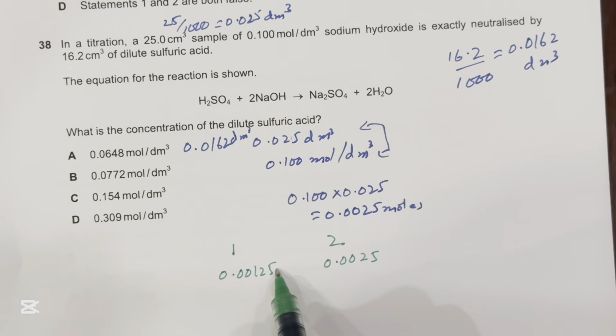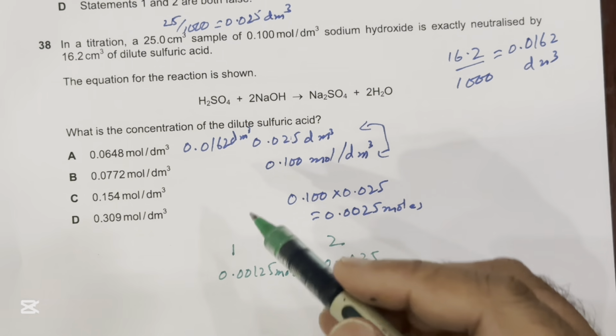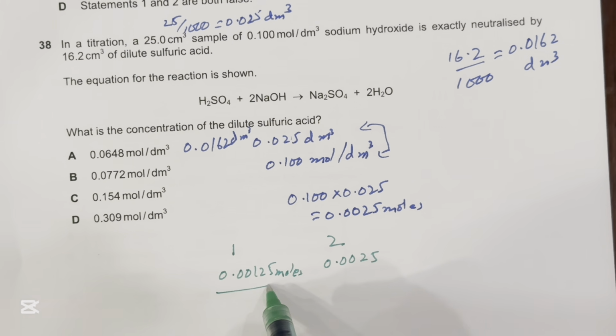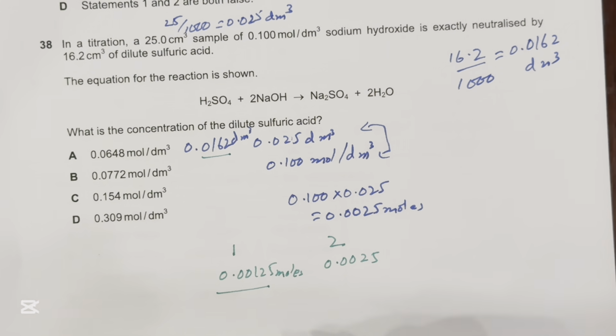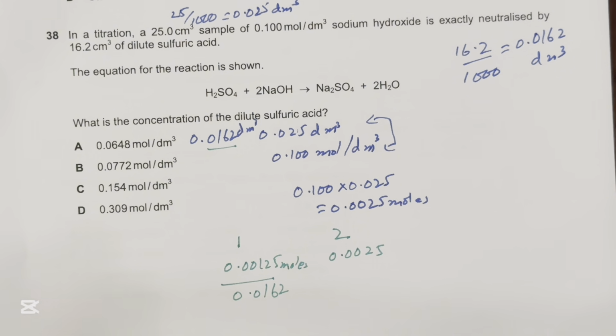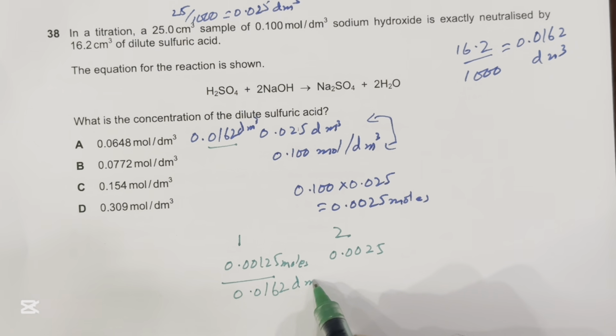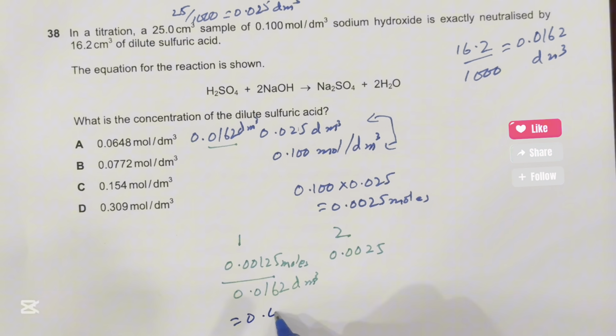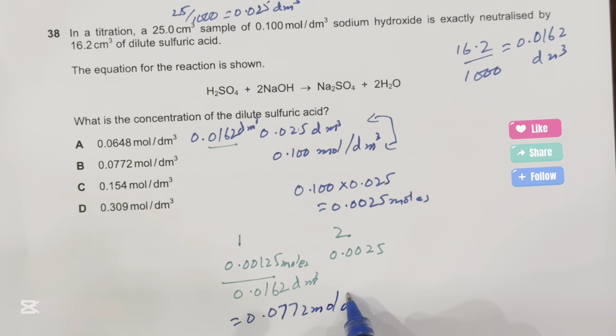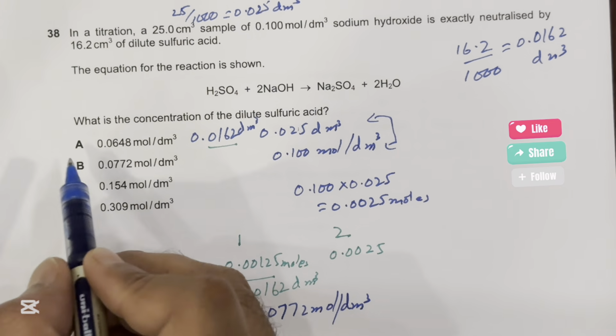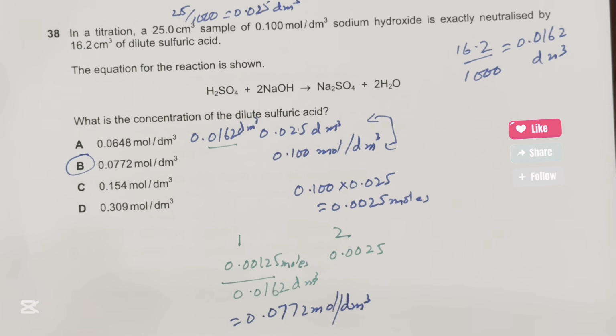Now these are the moles of sulfuric acid, and this is the volume of sulfuric acid. So you have to divide them to get the answer in terms of mol/dm³, to get the concentration. So after dividing it, you would get the answer that is equal to 0.0772 mol/dm³. So option number B is carrying that choice. So option number B is the right answer.